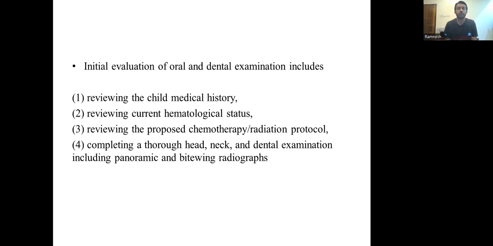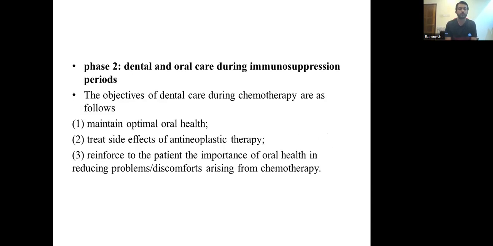Initial evaluation of oral and dental examination includes reviewing the child's medical history, reviewing the current hematological status, reviewing the proposed chemotherapy and radiation protocol, and completing a thorough head and neck dental examination including panoramic and bite-wing radiographs. Phase 2 is dental and oral care during the immunosuppression period.